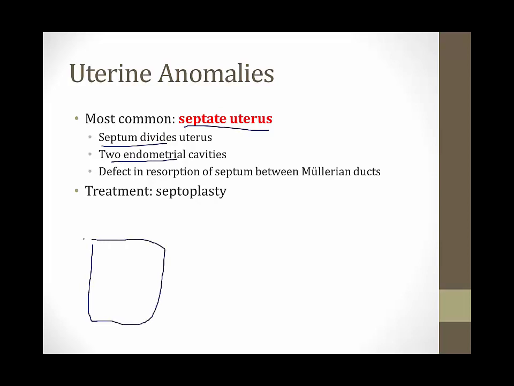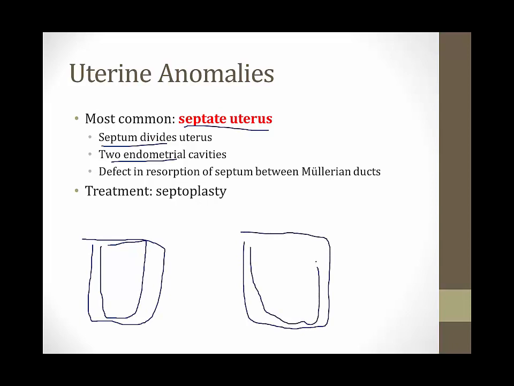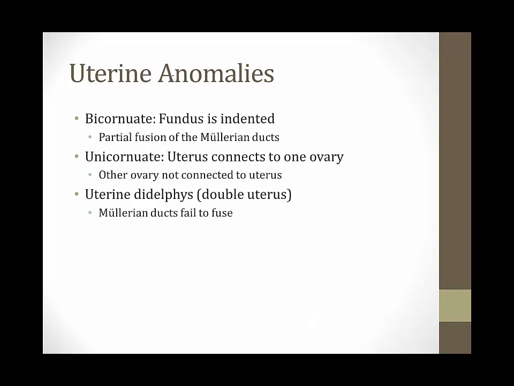Basically, a normal uterus is supposed to look something like this with a cavity in the middle. In a septate uterus, what you have is a septum dividing the uterus into two cavities like this. This occurs because this septum in the middle is supposed to be resorbed during development. It's a remnant of the two Mullerian ducts, and if it's not resorbed, it leaves this septum down the middle. And this can potentially be treated with a surgery called septoplasty, where they cut out the septum. And then there are a number of other less common uterine anomalies.